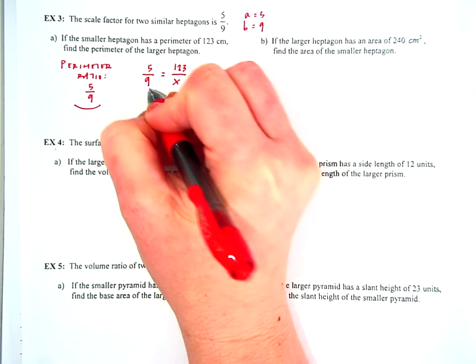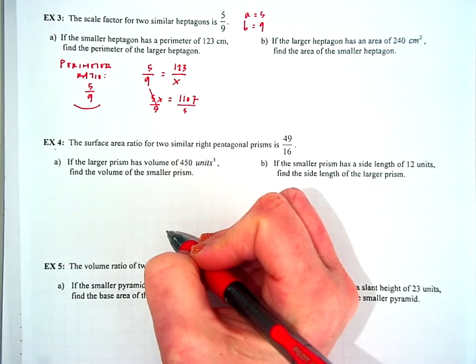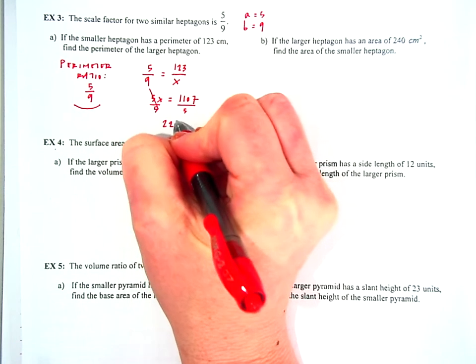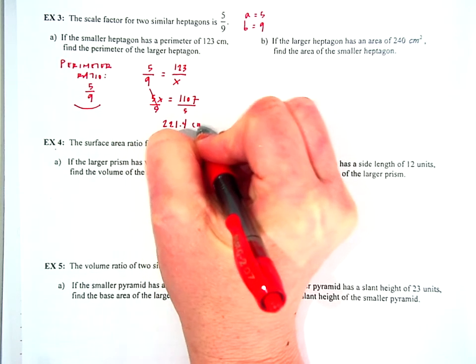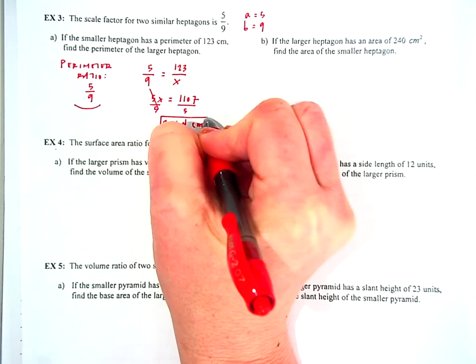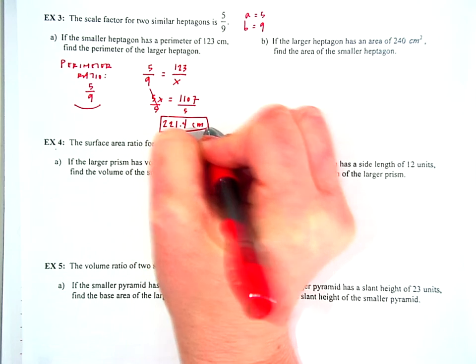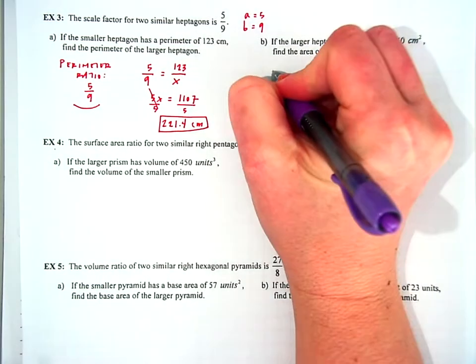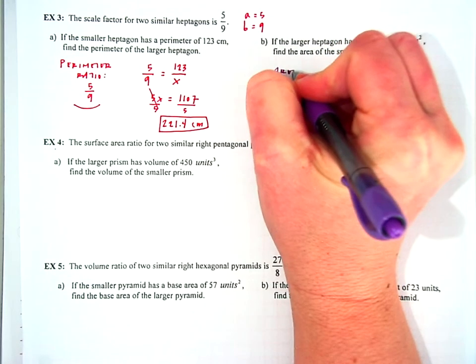Okay, cross multiply, and we get 5x is equal to 9 times 123, which is 1,107. Okay, from here I'm going to divide both sides by 5. And I'm going to get that my unknown large heptagon perimeter is 221.4 centimeters. Okay, looking at B next.